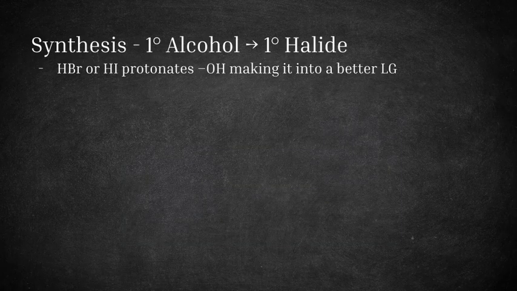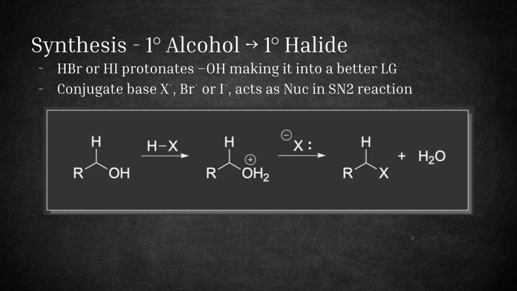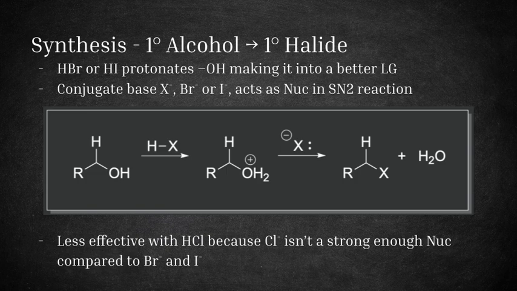To convert primary alcohols into primary halides, concentrated HBr or HI can be used. These acids protonate the hydroxyl group of the alcohol, forming an oxonium ion that serves as a better leaving group. This oxonium ion is then displaced via an SN2 reaction with the halide anion acting as the nucleophile. This method is effective for HBr and HI as bromide and iodide ions are sufficiently strong nucleophiles for this process. However, it is less effective with HCl because chloride is generally too weak a nucleophile for the reaction to proceed efficiently.